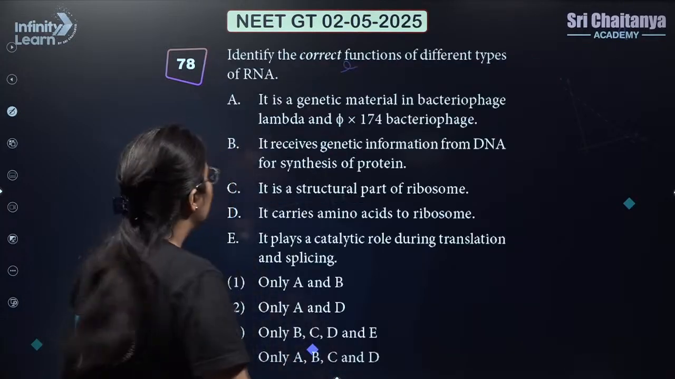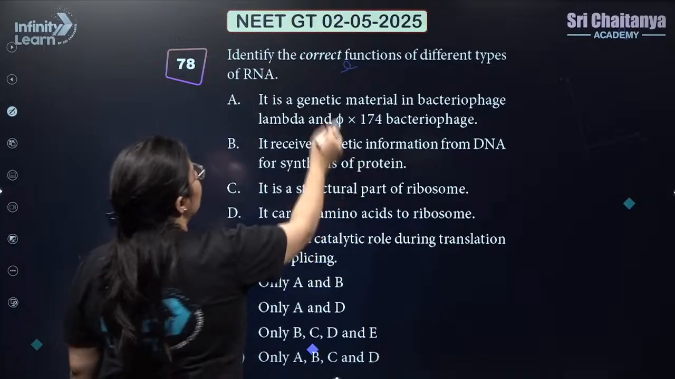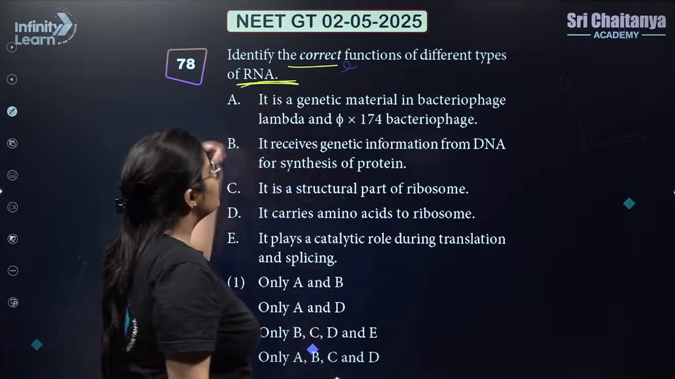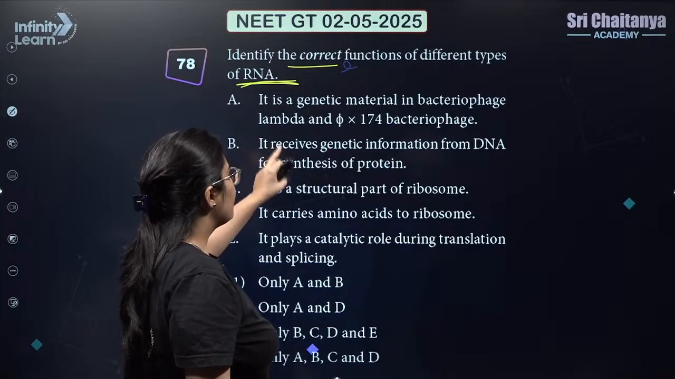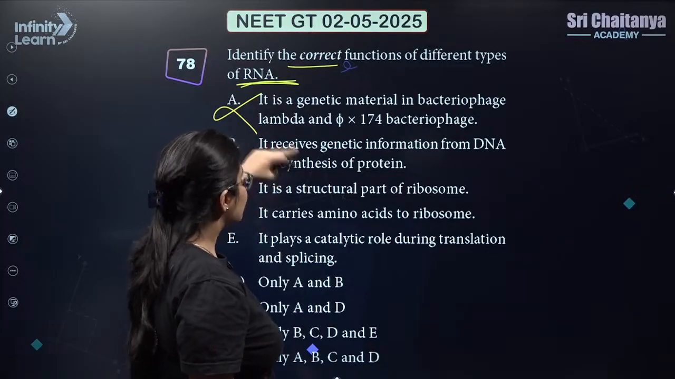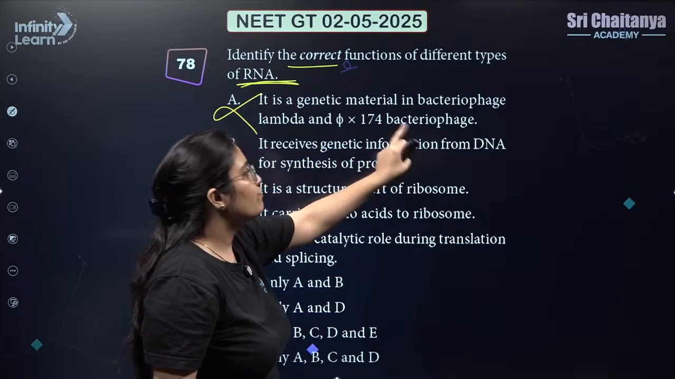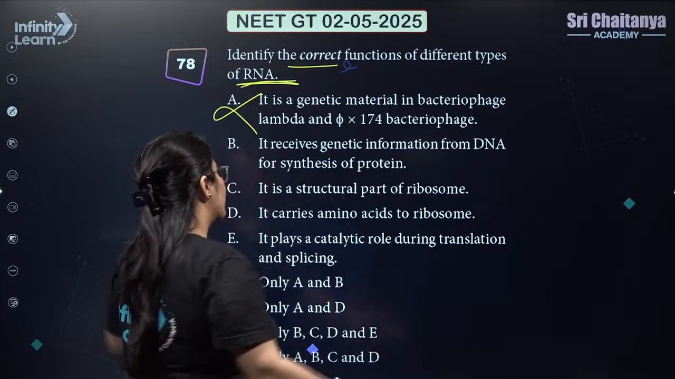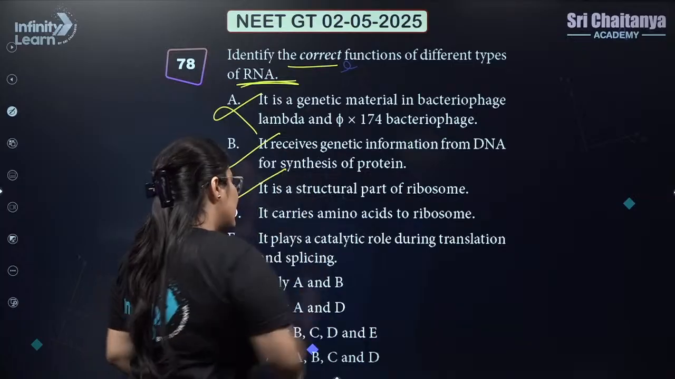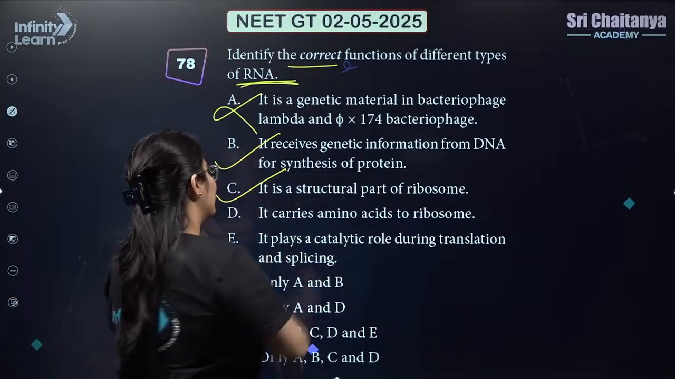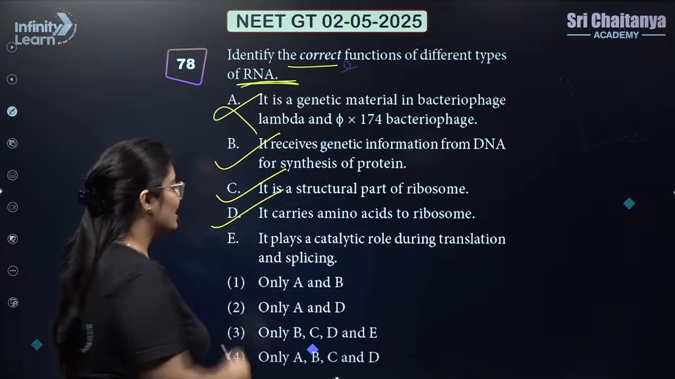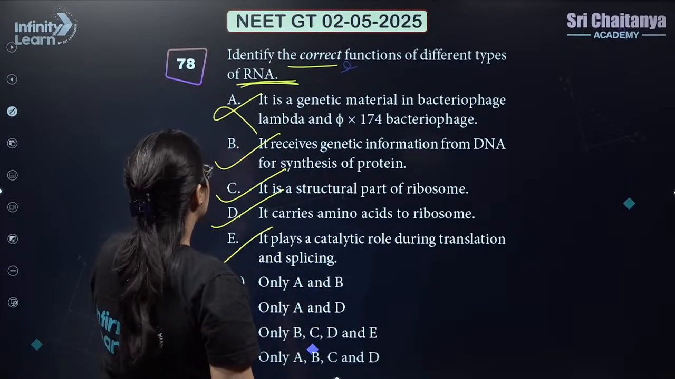Next question. Identify the correct statement about the function of the different types of RNAs. It is a genetic material in bacteriophage lambda and phi X 174. No, it's the DNA. RNA receives genetic information from DNA for synthesis of protein. This is right. It is a structural part of ribosomes. Right. It carries amino acids to ribosomes. This is also right. It plays a catalytic role during translation and splicing. Again, correct. So B, C and D are correct, but A is incorrect.